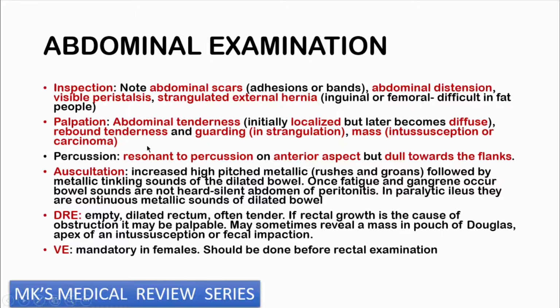Then when you percuss, the abdomen may be resonant on the anterior aspect, and it will become dull to percussion in the flanks. On auscultation, you may sometimes hear increased high-pitched metallic sounds, which are rushes and groans followed by metallic tinkling sounds of the bowel. Once the bowel has become fatigued or gangrenous, the bowel sounds may actually stop, so you may get the silent abdomen of peritonitis. In paralytic ileus, the bowel sounds are usually continuous metallic sounds of the dilated bowel.